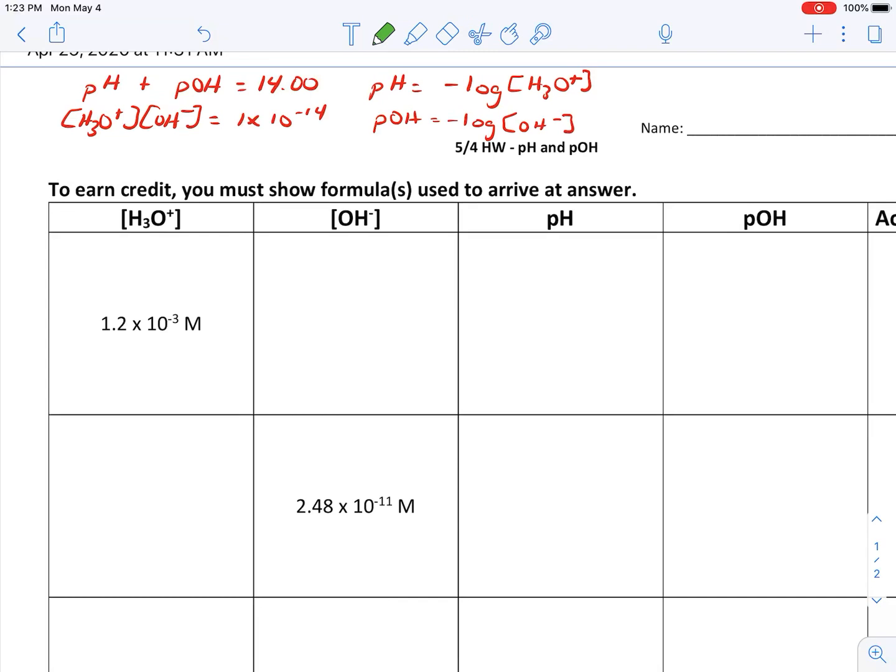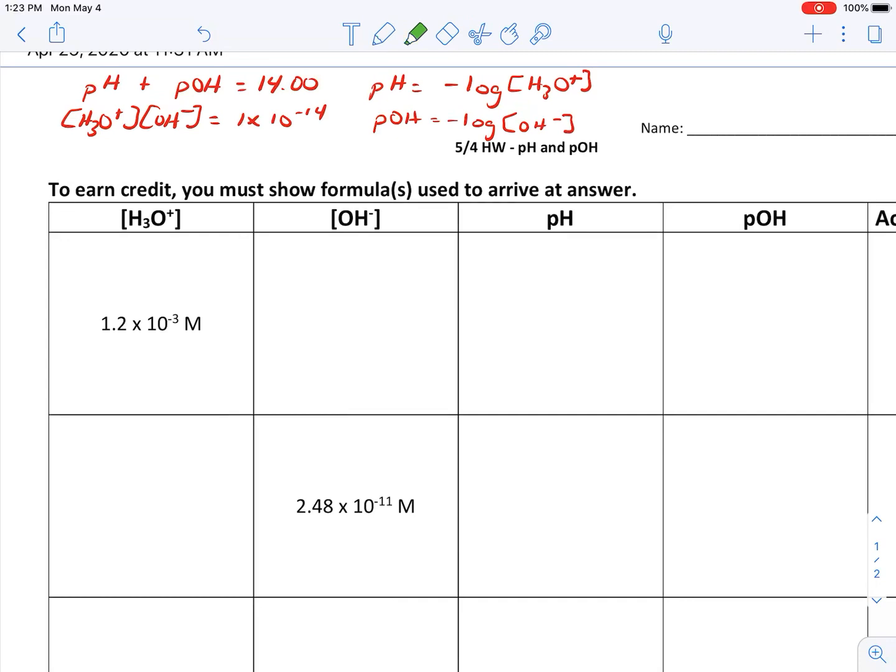This is our homework, 5-4 homework. This is day 1, Monday's homework. We're going to go through this first row together in case you need a little extra practice, because we didn't have enough examples in the notes. So what we have here are those 4 formulas. These are the formulas that we got in the notes.